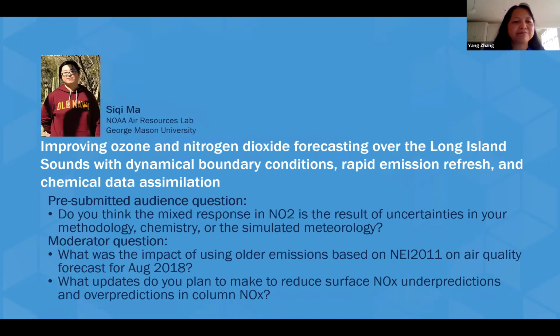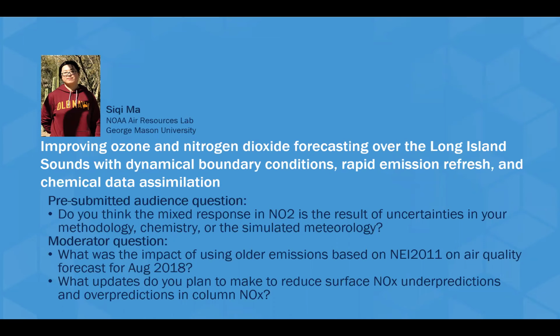Siqi Ma from NOAA Air Resources Lab and also George Mason University. She has also been working on this national air quality forecasting system by improving ozone and nitrogen dioxide. Siqi, could you summarize your work in a few words, one minute? Yeah, thank you.